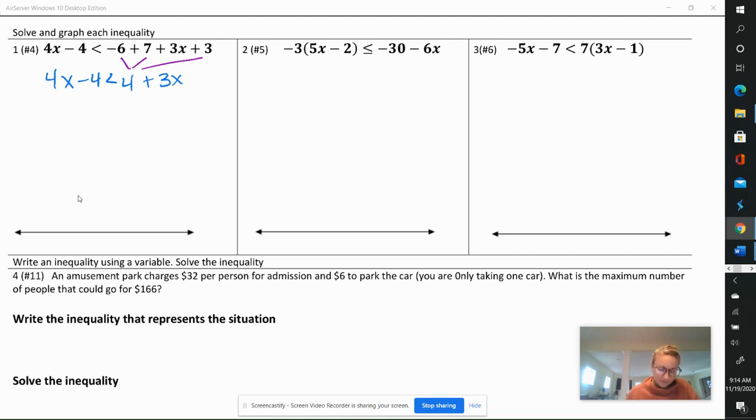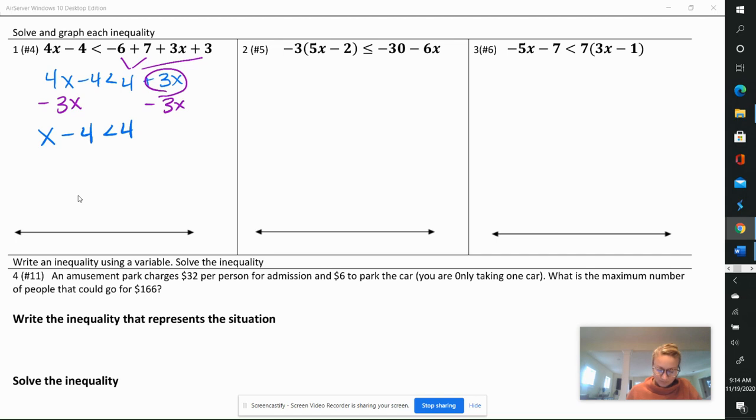Now we want to collect variables to one side. I prefer collecting them on the left side and constants on the other side. So to do so, I want to move this positive 3x to the left, so I'm going to subtract it to move it over. 4x minus 3x is 1x. So we're left with x minus 4 is less than 4.